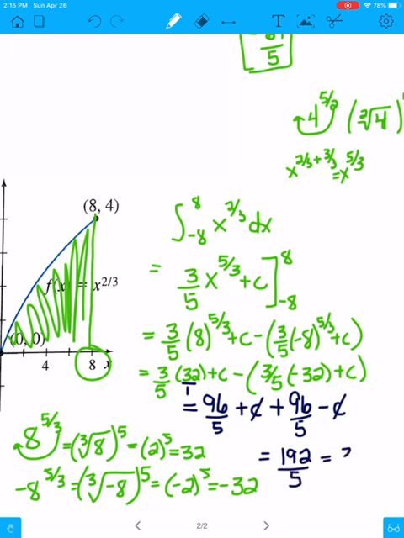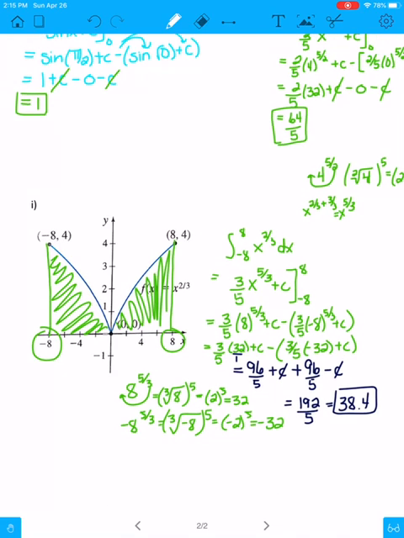which equals 38.4. And it makes sense because look, aren't these equal areas, this part over here and this part over here? And we take those two areas and we add them because they're both above. So this is 96 over 5. Well, so is this. They're the exact same. So it should make sense when you sketch them.